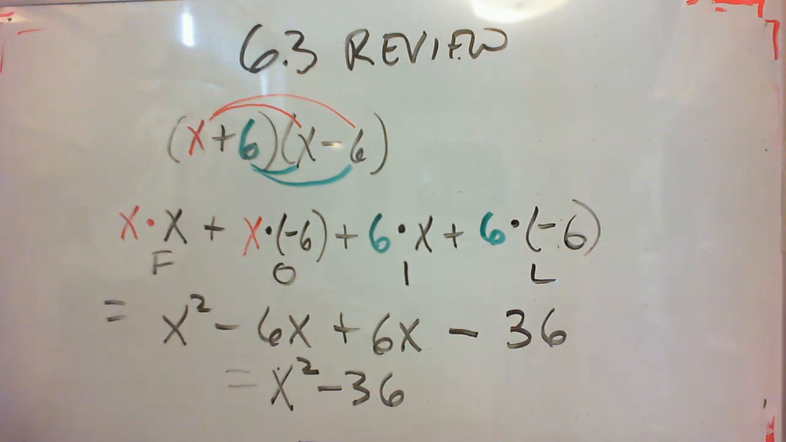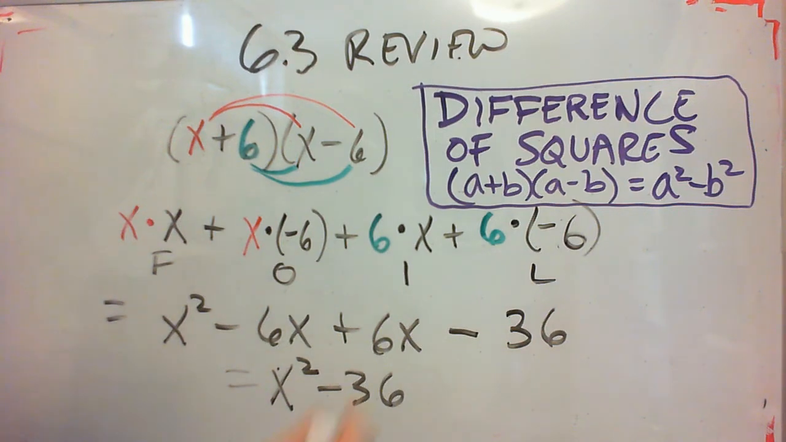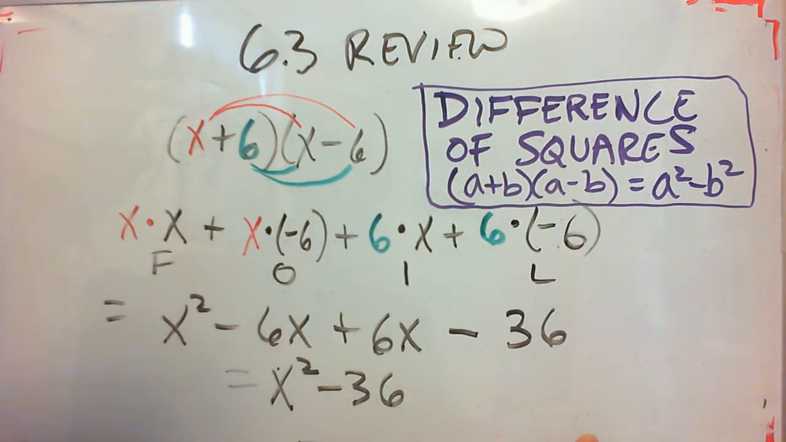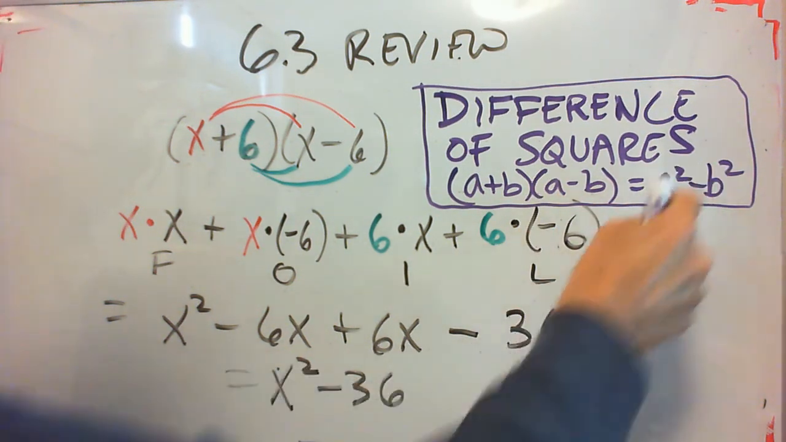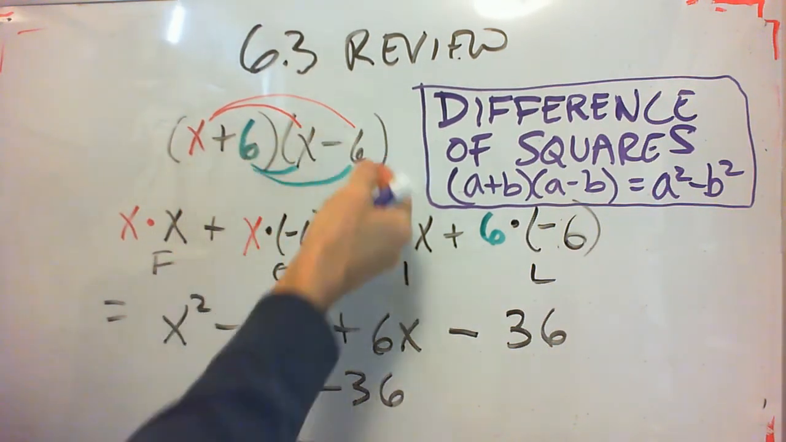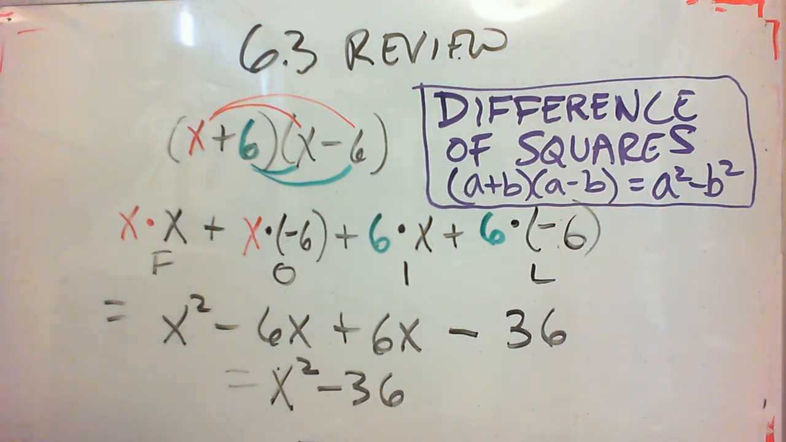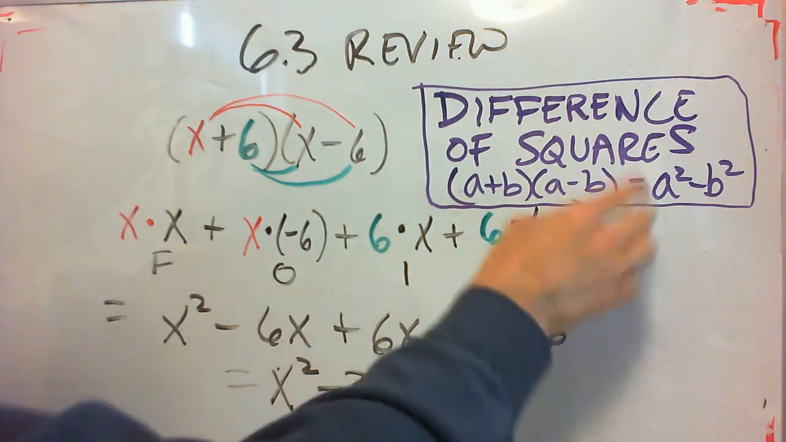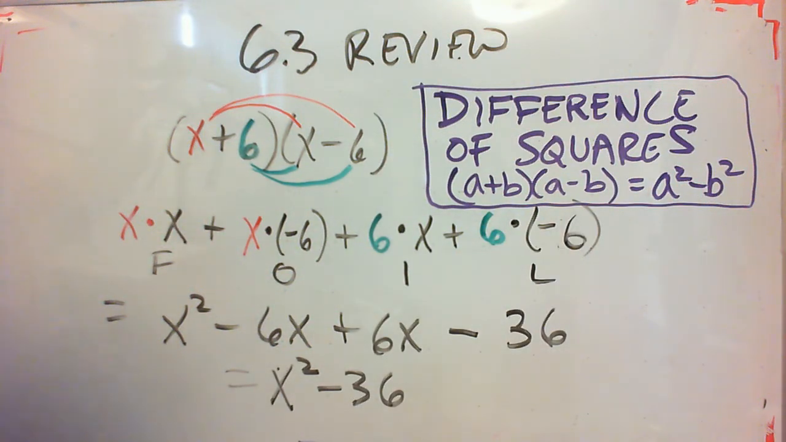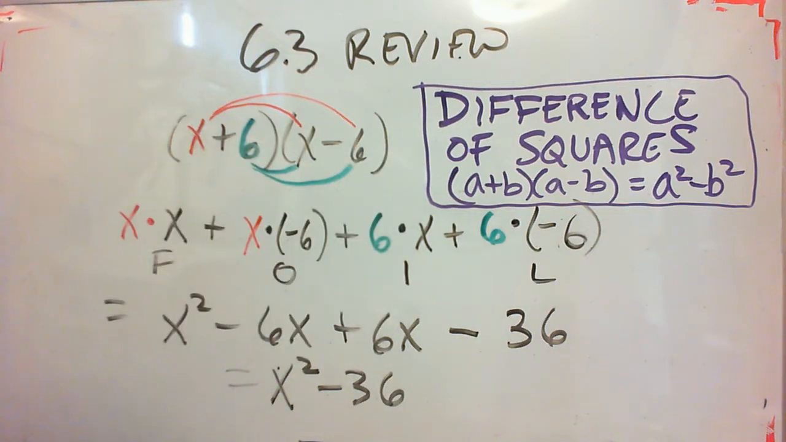And there's a special name for this product, and that name is difference of squares. Whenever you have a plus b times a minus b, the result is a squared minus b squared. In this case, it's x squared minus 6 squared. That's important to know, because in the sections coming up, we're going to do the reverse of multiplying. We're going to unmultiply. This happens to be one of the special forms. And it's special. It's in the Viking purple. So remember that for the upcoming sections.